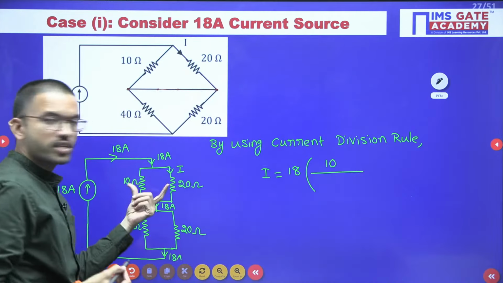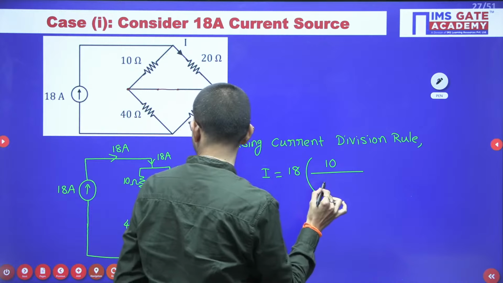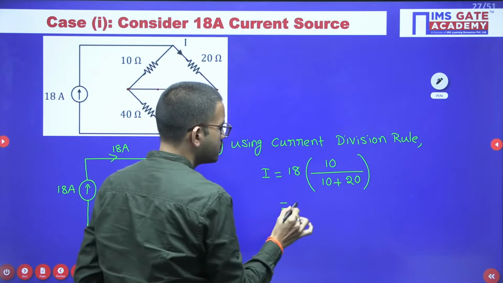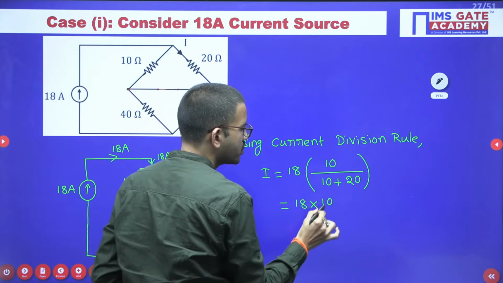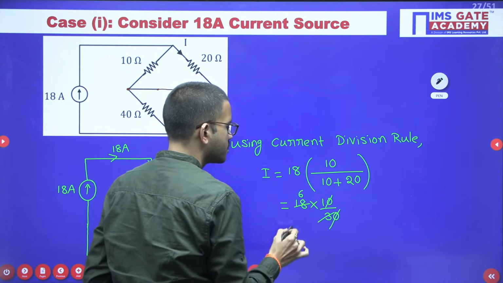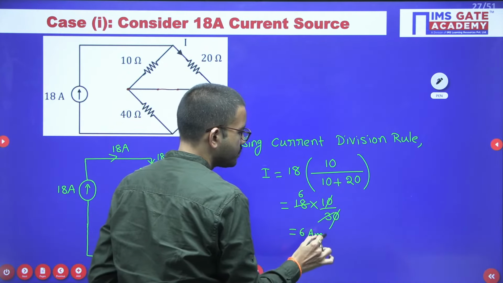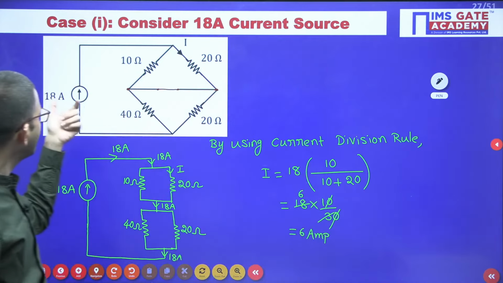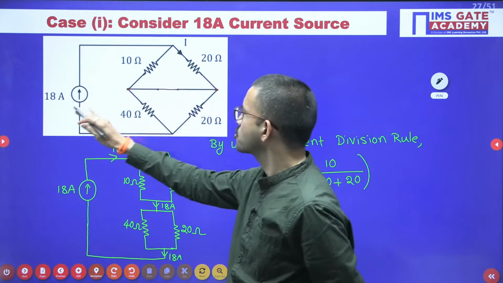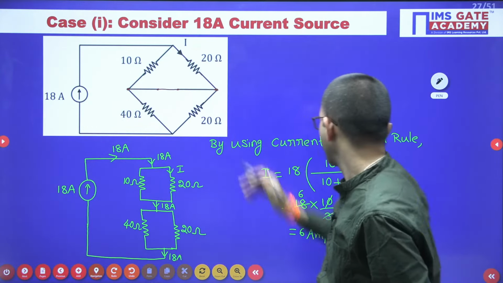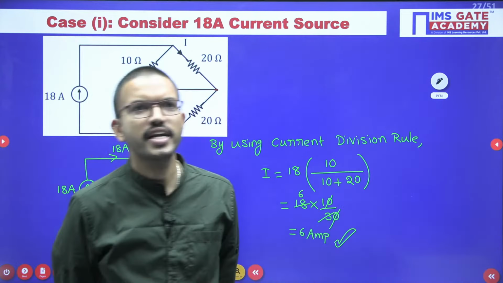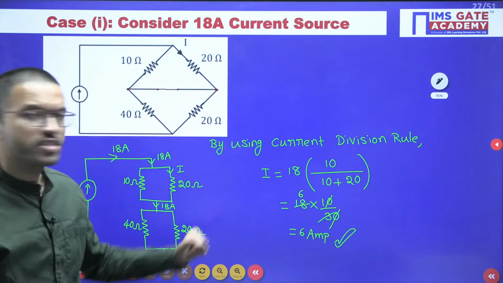by sum of these two resistors, so that means 10 plus 20. So 10 plus 20 is 30, so that means you are getting 18 into 10 divided by 30. So here 0 will get cancelled, 6 times. So that means you are getting 6 ampere. So when we have considered only 18 ampere current source, because of that particular current source, in this 20 ohm resistor, the current flowing is 6 ampere. 6 ampere current is flowing, right? I hope all of you got the clarity up to this step.